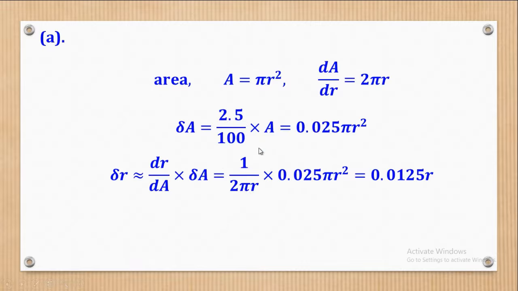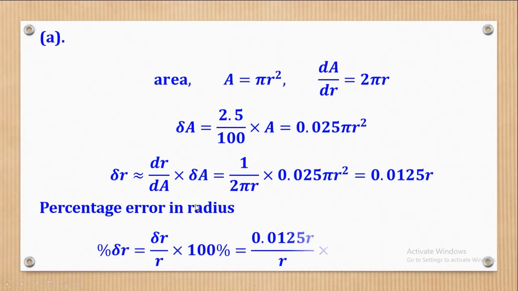When I use the calculator, I'll come up with 0.0125 r. The percentage error in the radius, which is small change in r, will be given by small change in r over r multiplied by 100%. So my small change in r is 0.0125 r over the r to give me this, and after that I'll multiply by 100 to get 1.25%.